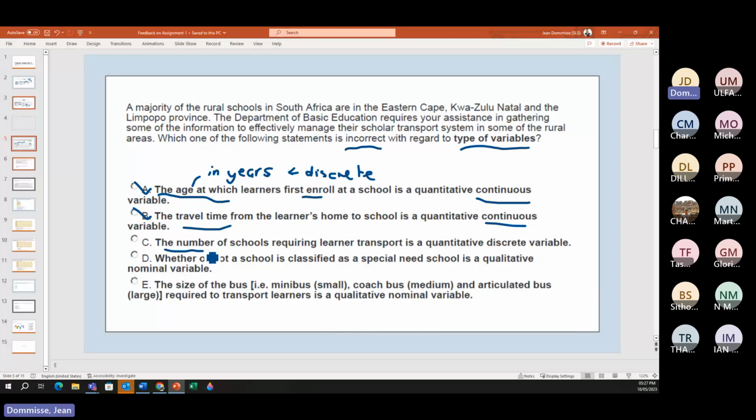Like the number of schools requiring learner transport is a quantitative discrete variable. True. Okay, so the number of, then it becomes discrete. Whether or not a school is classified as a special needs school is a qualitative nominal variable. Yes or no?